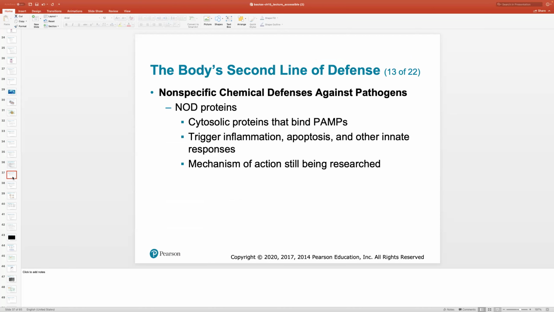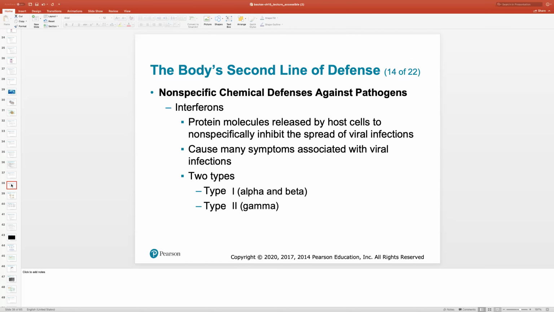And then there are non-specific chemical defenses. These are cytoplasmic membranes that are going to bind these PAMPs again, triggering inflammation that we're going to talk about later, suicide, and then some other responses. And we're not real sure how this works. And we get to the interferons then.